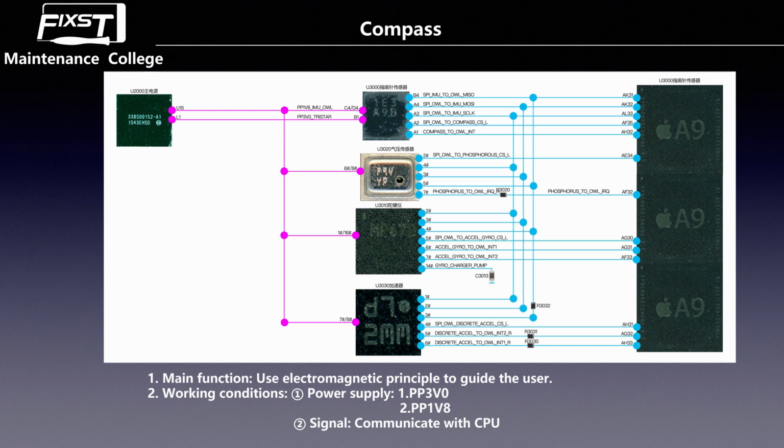These powers are all from the main power IC, the PMU. And the signal is from the CPU, the SPI control bus. You can see the A1 pin is the compass to CPU interrupt signal. And as you can see in this theory photo, the SPI control bus sent by the CPU also controls the other sensors.